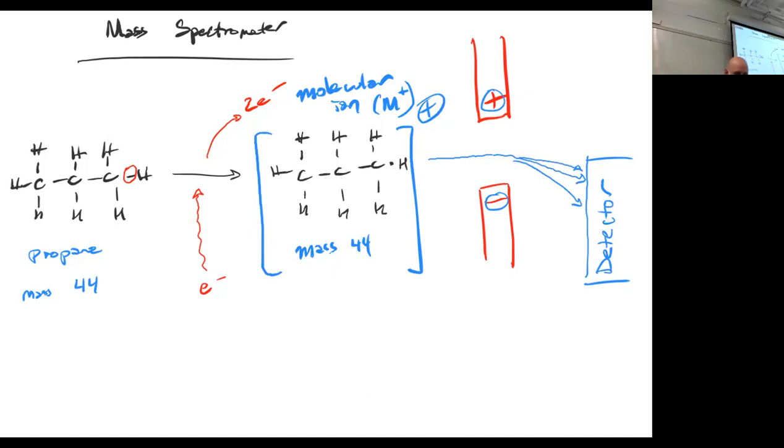So what the detector will give you is really where it struck. And where it strikes the detector depends on two things. The first is the mass.